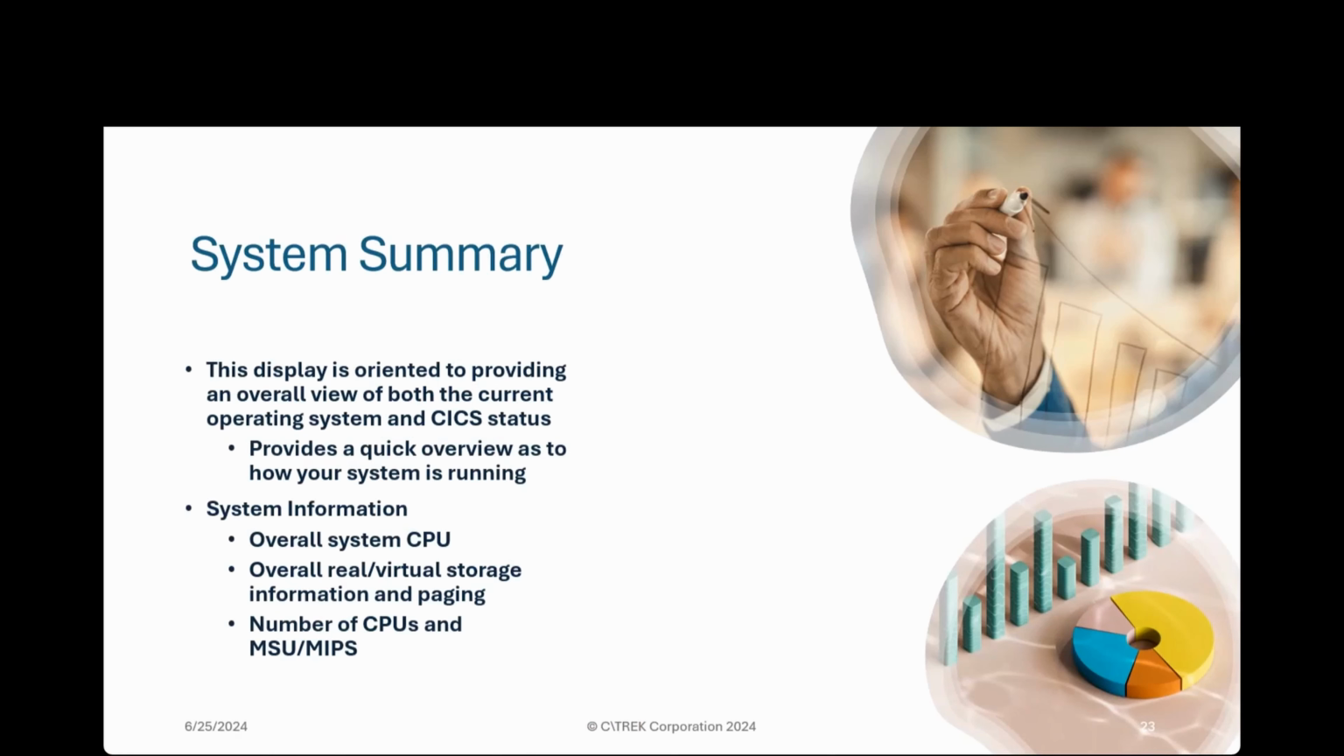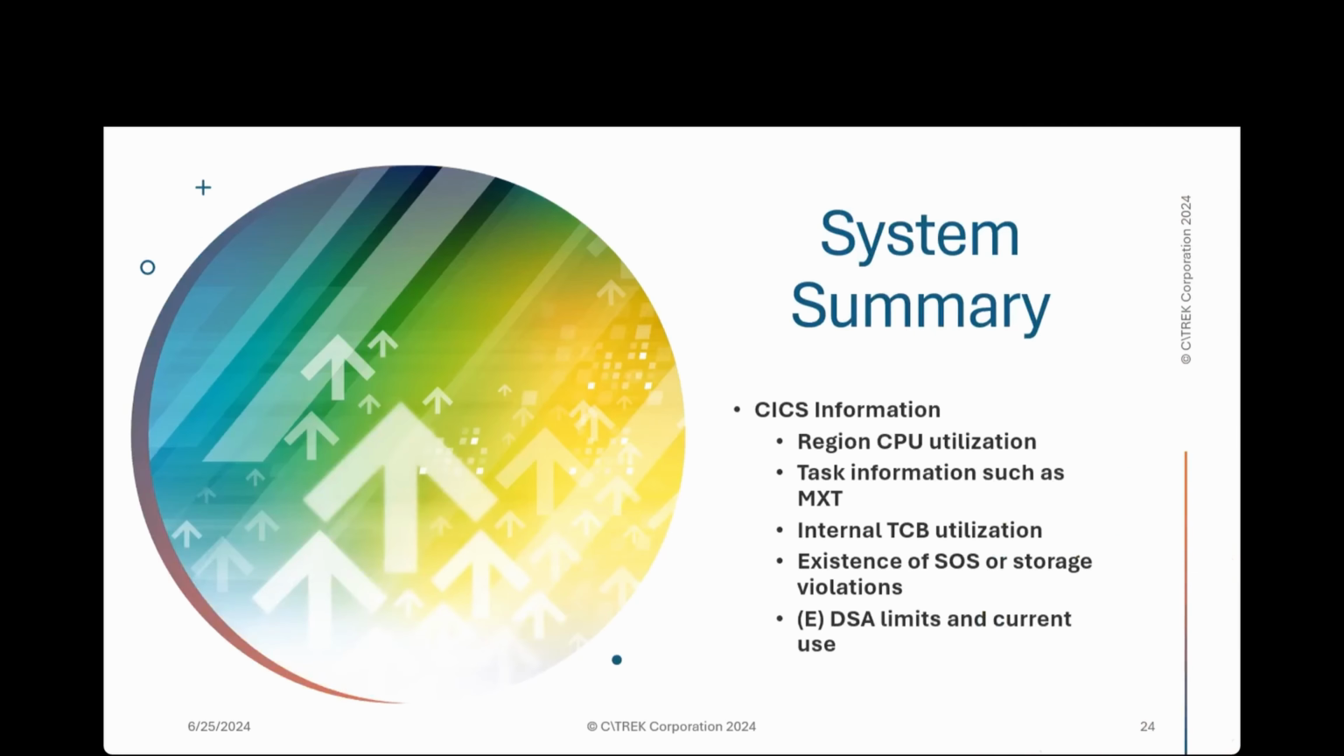It'll give you the information from an operating system point of view. Things like what the overall system CPU is, how much virtual storage you're using in real storage, how your MSU and MIPS are for this particular system. It also gives you information about how your CICS is running, whether you've been short on storage, when you have any storage violations, how many tasks you've run, how many tasks are active right now, and that sort of thing. And how your DSAs are doing, have you hit the limits of your current use?